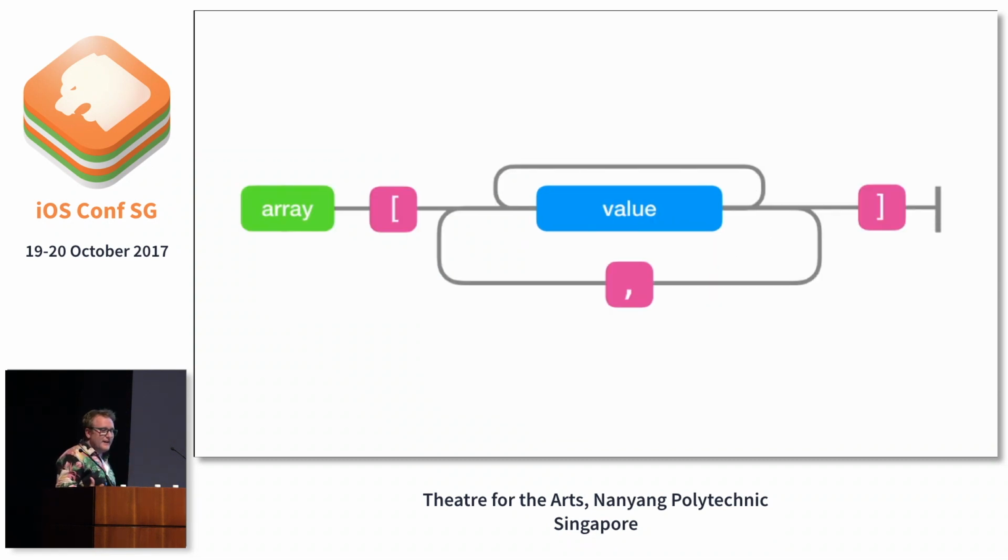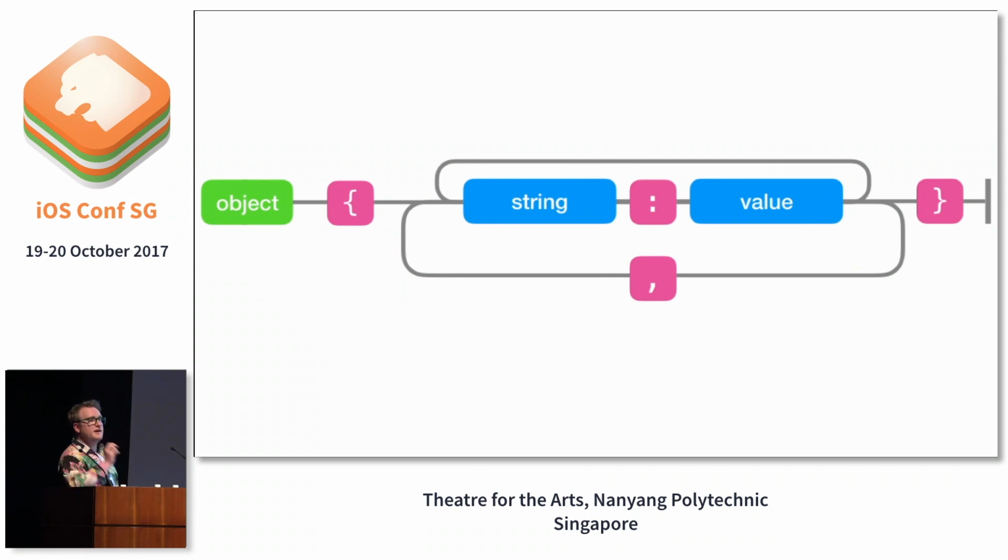What is an array? Well, an array starts with a square bracket. It then has a value in it. Optionally, you can have a comma and then another value, and then a comma and another value, and then it ends with a square bracket. And then an object starts with a curly bracket, curly brace. It has a string, a colon, a value. Remember the value of those eight things from before. Optionally a comma, and then it goes round and round until you put the closing curly brace.